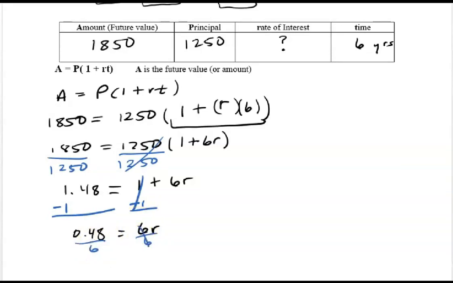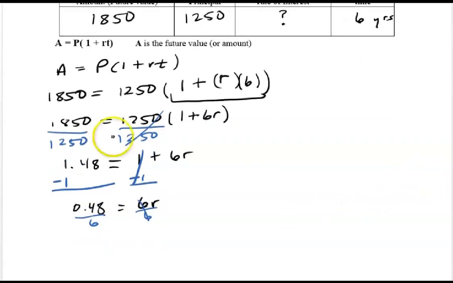And 0.48 divided by 6 will equal 0.08. Now this is our interest rate, so we need to convert it to a percentage. So 0.08 converted to a percentage is 8%.